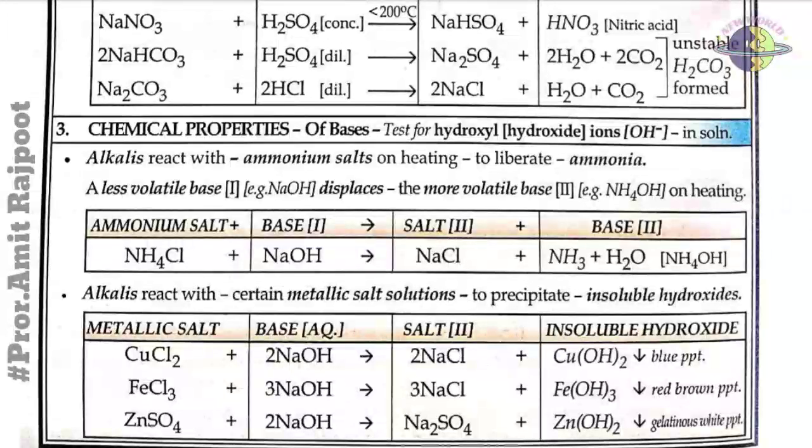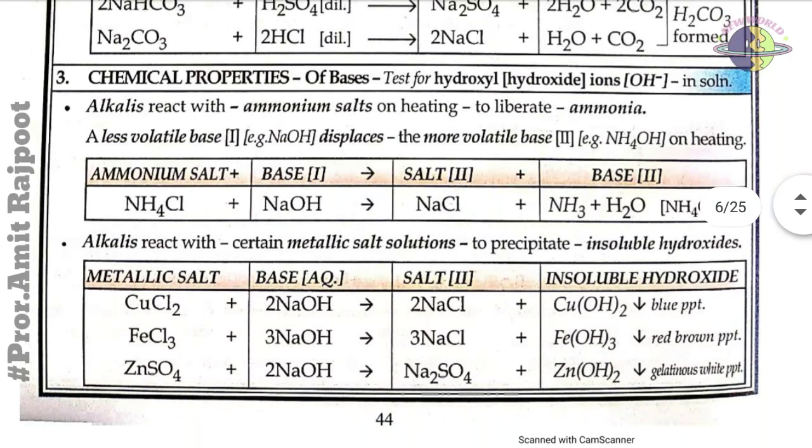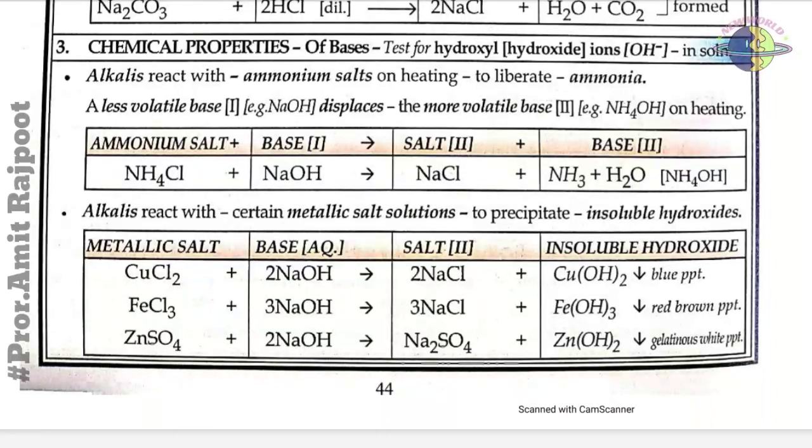Now chemical properties of bases. Test for hydroxide ions, or hydroxyl ions, in solution. Alkalis react with ammonium salts on heating to liberate ammonia, where a less volatile base 1 displaces the more volatile base 2. For example, ammonium salt NH4Cl will react with NaOH as a base, and give out NaCl plus NH3 H2O, which can also be written as NH4OH.